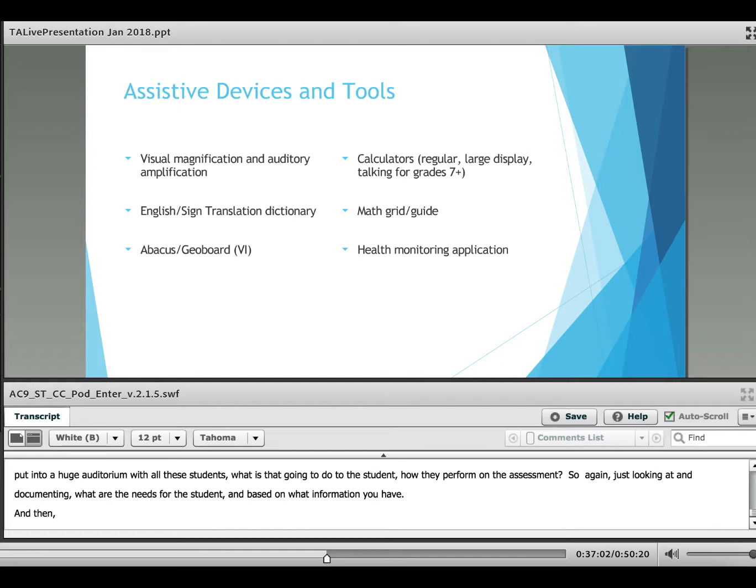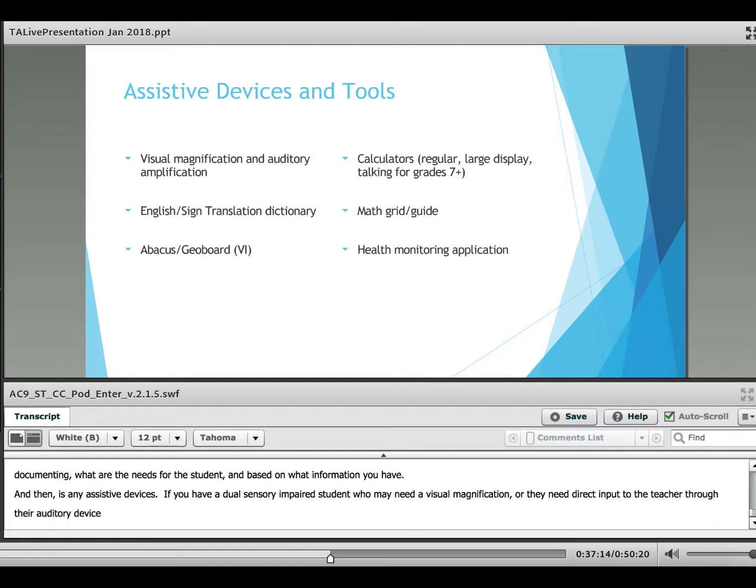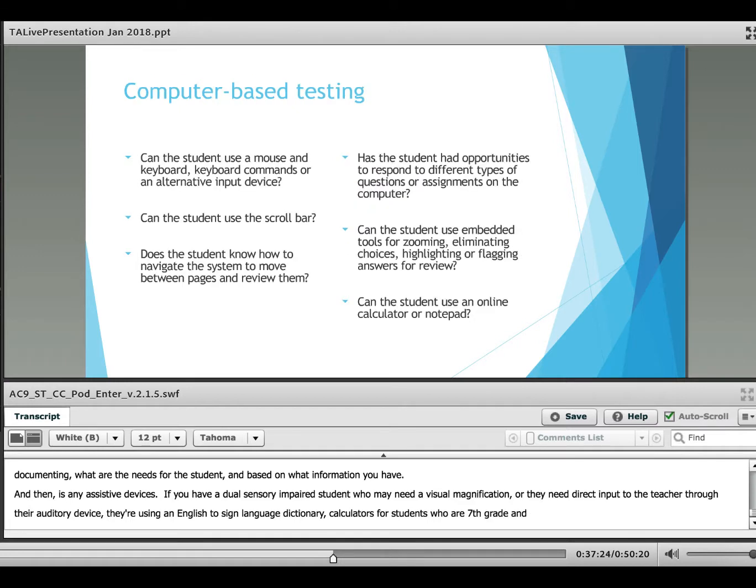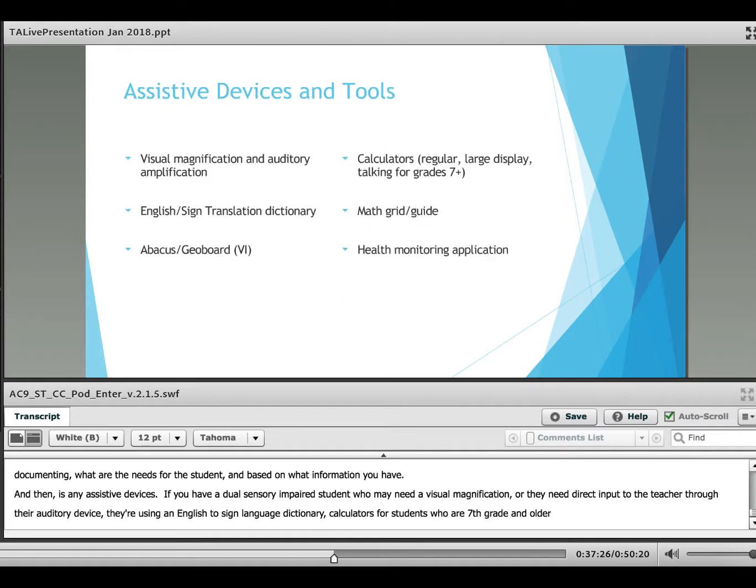And then assistive devices: if you have a dual sensory impaired student who may need visual magnification, or they need direct input to the teacher through their auditory device, they're using an English to sign language dictionary, calculators for students who are 7th grade and older.